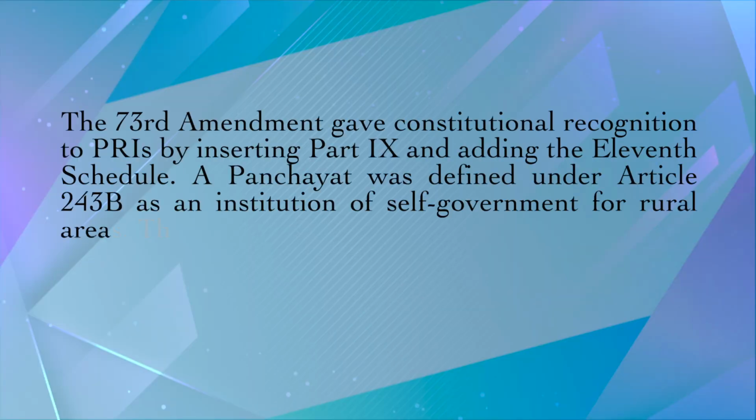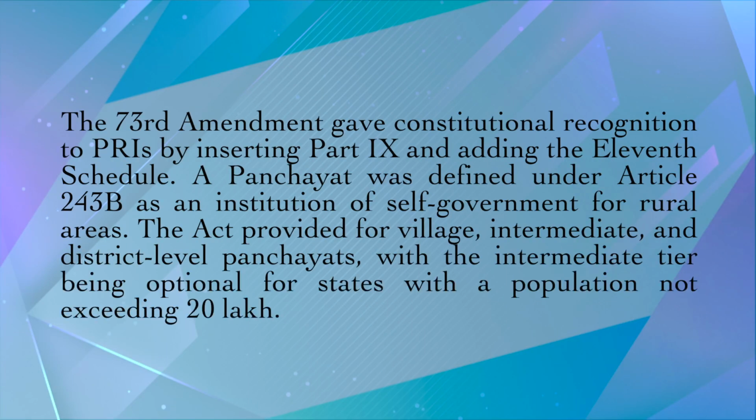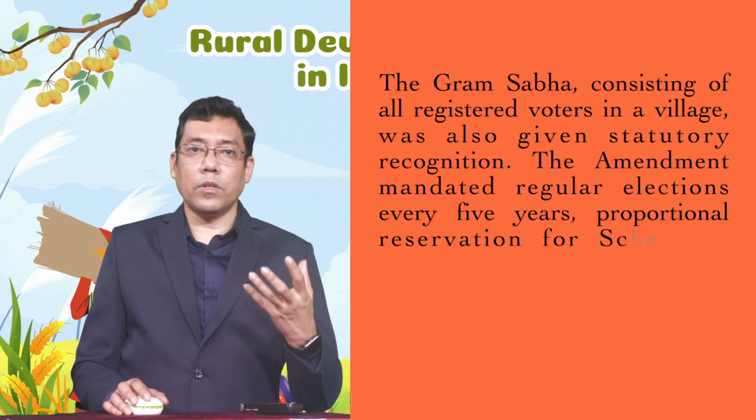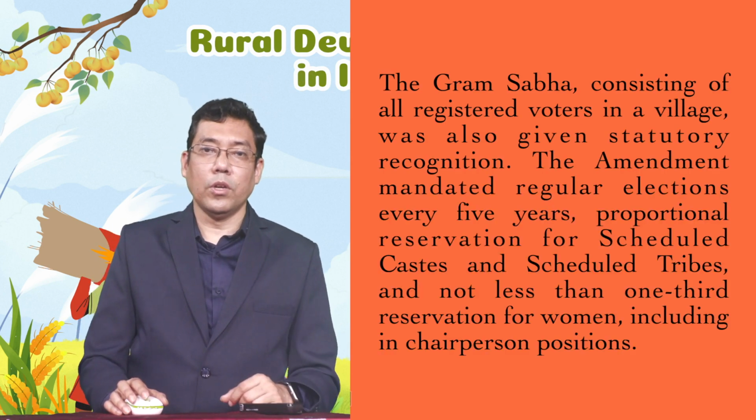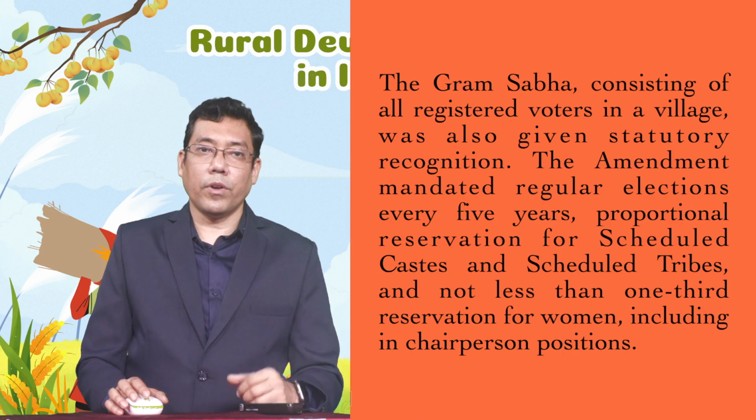The 73rd Amendment gave constitutional recognition to PRIs by inserting Part 9 and adding the 11th schedule. A panchayat was defined under Article 243B as an institution of self-government for rural areas. The Act provided for village, intermediate and district level panchayats, with the intermediate tier being optional for states with a population not exceeding 20 lakh. The Gram Sabha, consisting of all registered voters in a village, was also given statutory recognition.